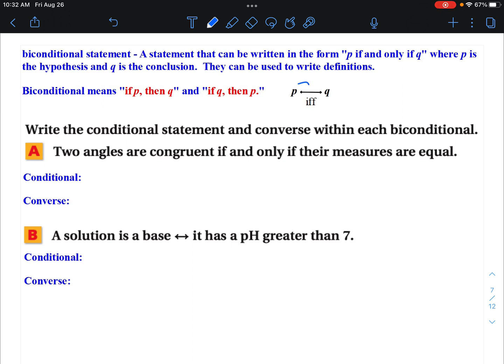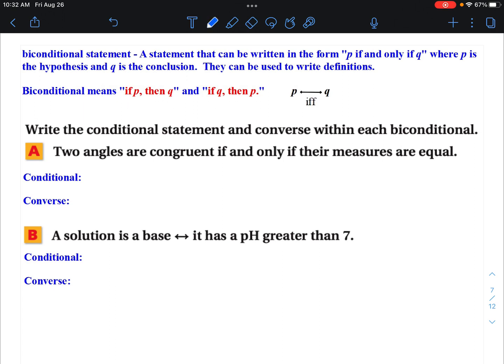So you can see here you got a double-sided arrow in here. That double-sided arrow is if and only if. Sometimes they'll just write IFF to stand for if and only if. So keep that in mind. But really biconditional means if P then Q, and it means if Q then P, which is why the arrow goes both directions here. So they make really great definitions.